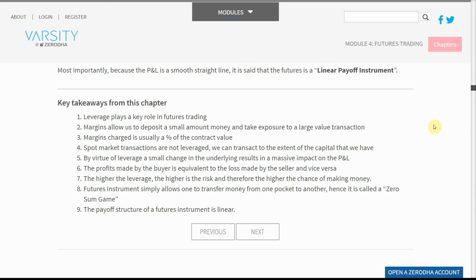The higher the leverage, the higher is the risk and therefore the higher the chance of making money. Futures instrument simply allows one to transfer money from one pocket to another. Hence it is called a zero-sum game. The payoff structure of a futures instrument is linear.